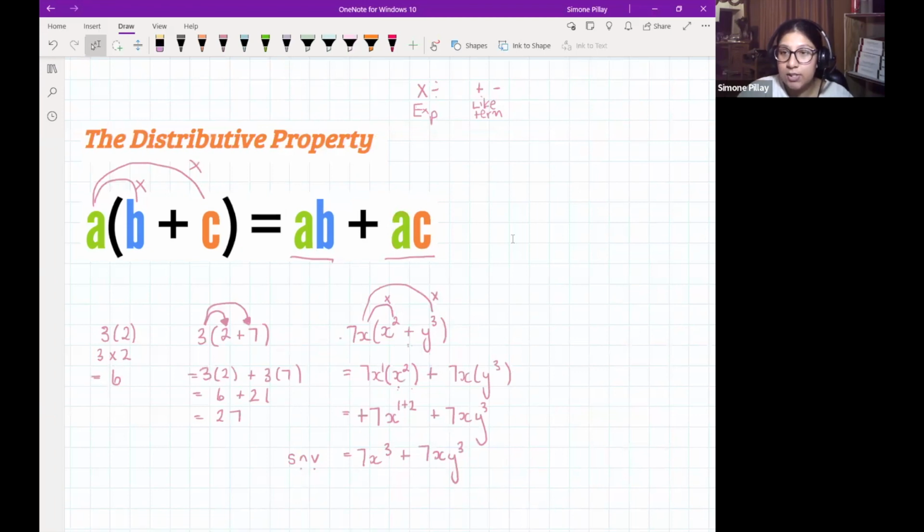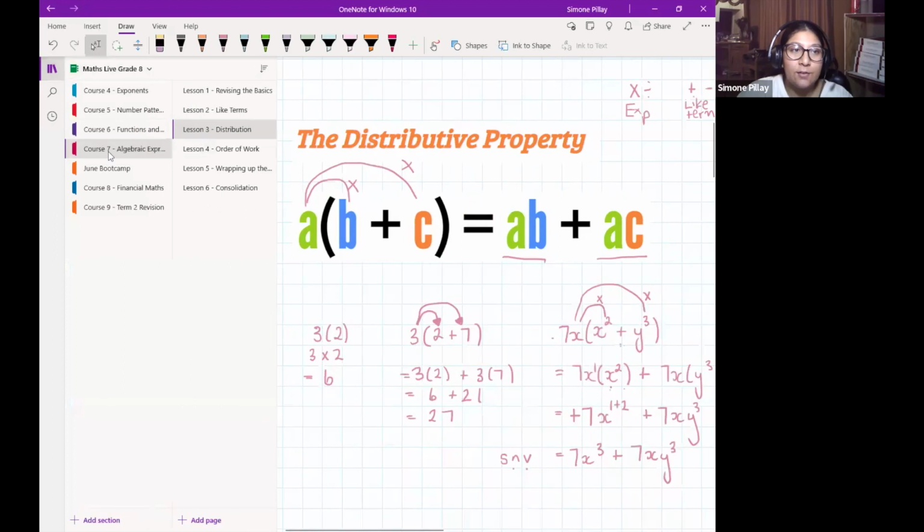Alia has a question. Ma'am, when do we do finance, like simple interest? You can see here after our algebraic expressions, course 8 is financial math. So that is when we will do simple interest. So it's 2 weeks from now, I think.